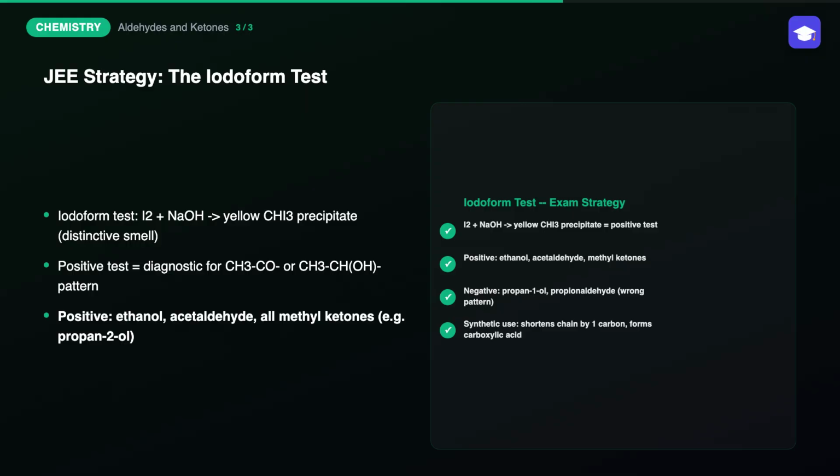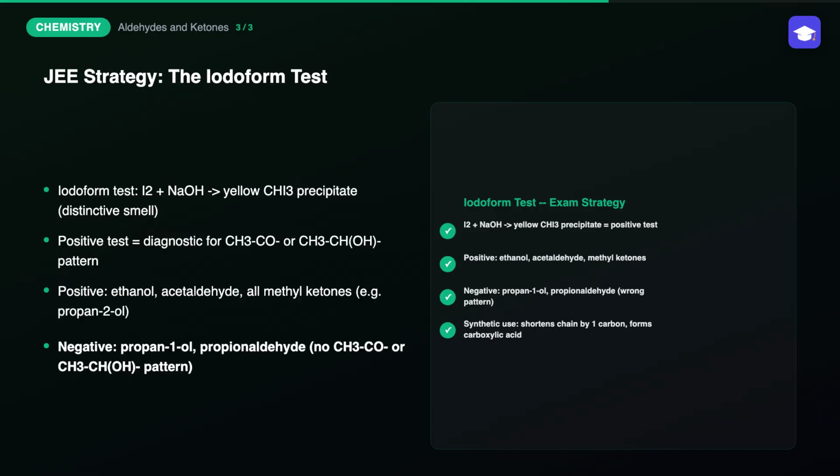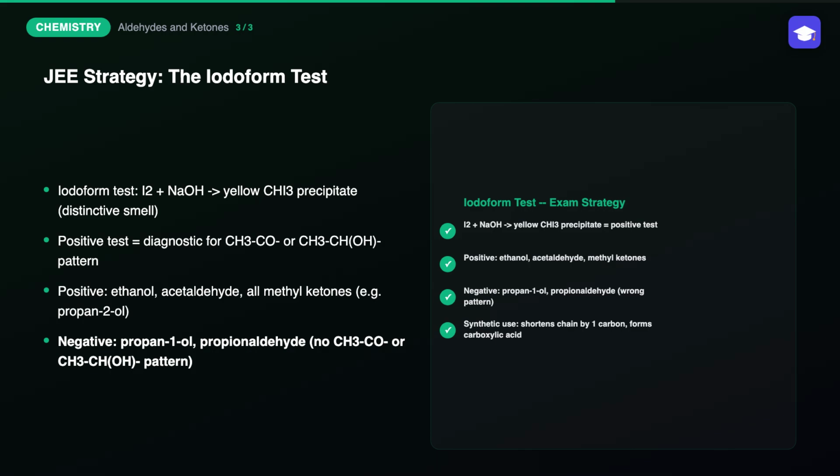A frequently tested trap involves genuinely knowing exactly which common compounds give a positive iodoform test: ethanol, acetaldehyde, all methyl ketones, and secondary alcohols of the CH3CH(OH)R form, like propan-2-ol, all give a positive test, while genuinely only compounds truly lacking that exact methyl adjacent pattern, like methanol, propan-1-ol, or propionaldehyde, give a genuinely negative result.